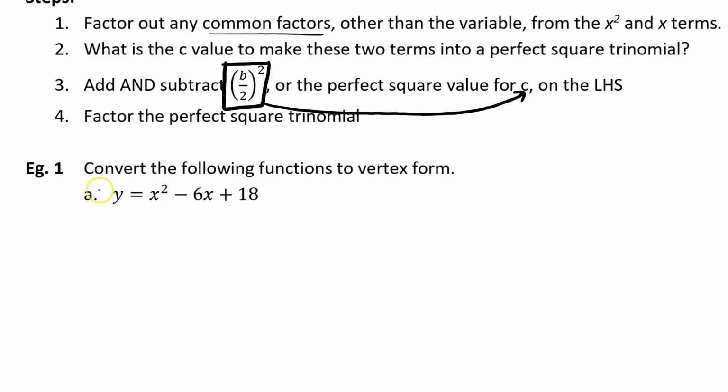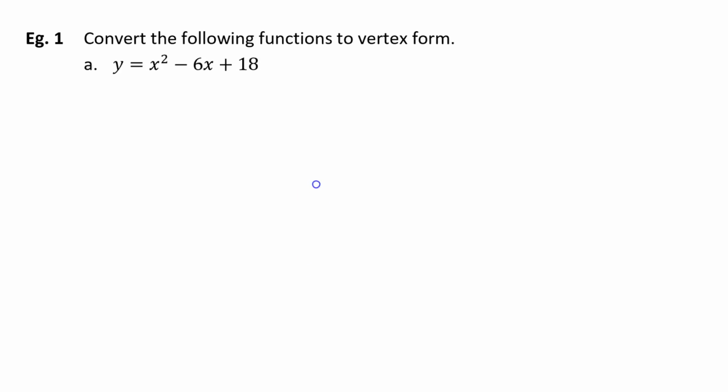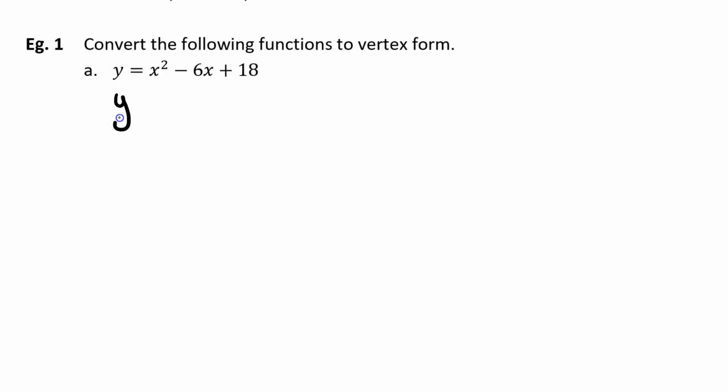Okay, so convert the following functions into vertex form. Let's just start with something easy that doesn't have any common factors. So what we're going to be asked for here is, I'm just going to go like this, x squared minus 6x plus blank minus blank plus 18. And these two blanks have to be the same thing.